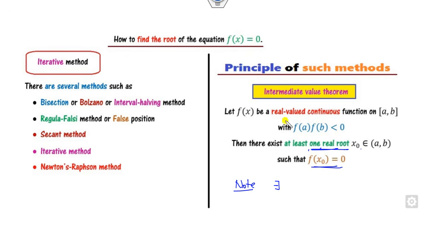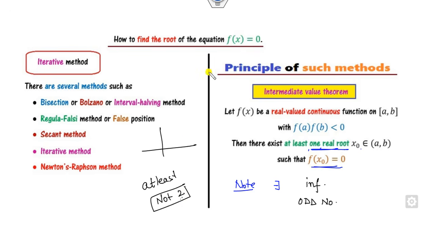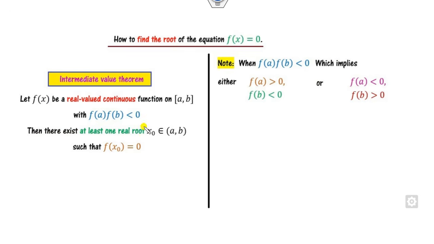So what will be the maximum? There can be infinitely many roots, but it is always an odd number. That means we are talking about at least one root, but it cannot be 2. Why? Because 2 is an even number. So what is the meaning of that? I will explain it graphically.